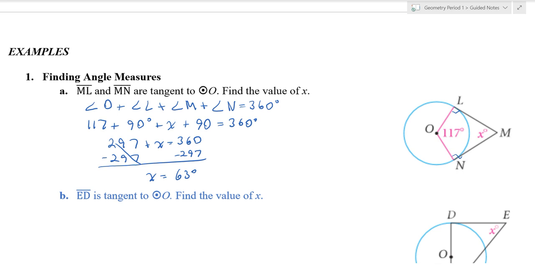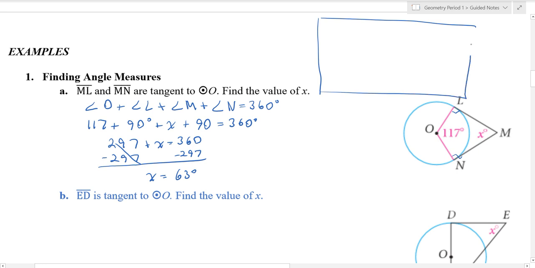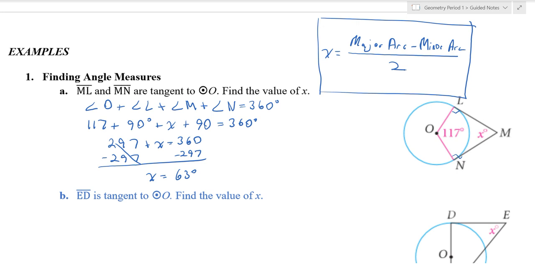There is one property that we can actually use on this particular type of problem, and I'm going to show you what that property is in this box up here. It goes like this: x equals the major arc minus the minor arc, divided by 2. And that is unique to two tangent lines and point M right over there.